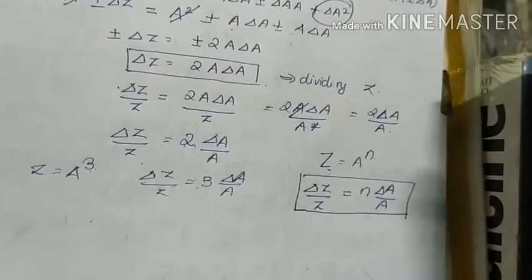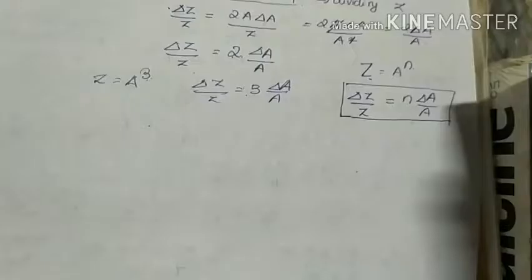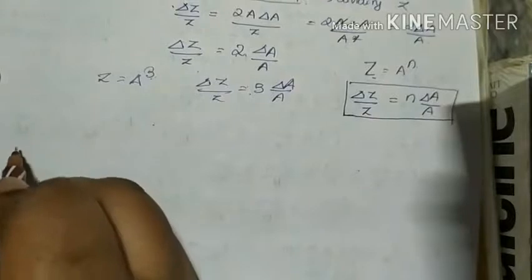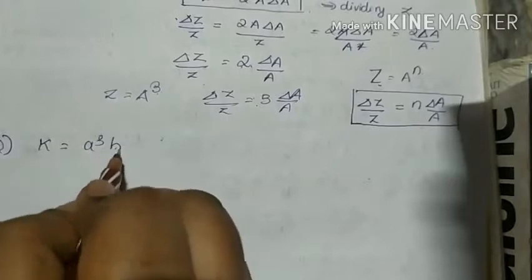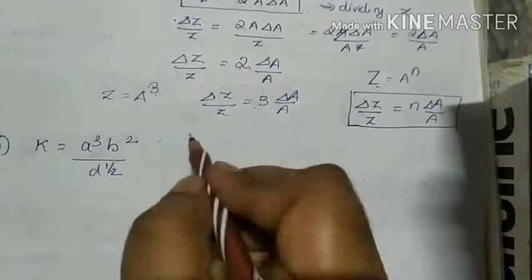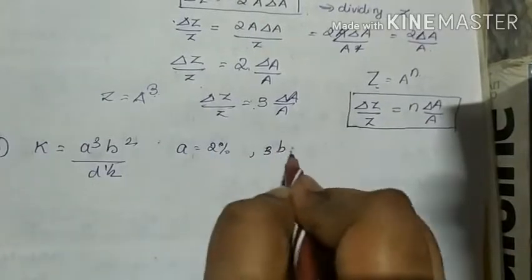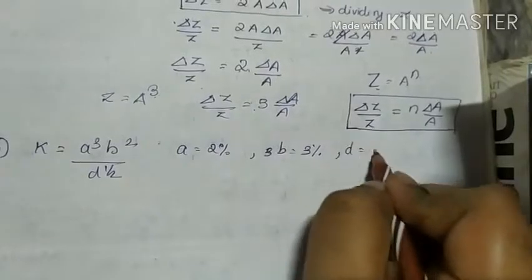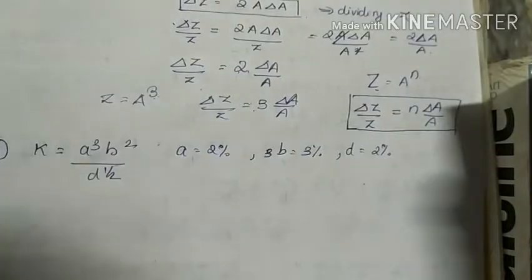Clear? It's very easy if you do a problem along with it, guys. So straight away I'm going to jump to the problem, so you will understand it very easily. First, let's do a very simple question. If you have a question like this, k is equal to a cube b squared d raised to 1 by 2, and A has a percentage error of 2%, B has a percentage error of 3%, and D has a percentage error of 2%. After this, I will give you a general formula for it also. How would you do it?